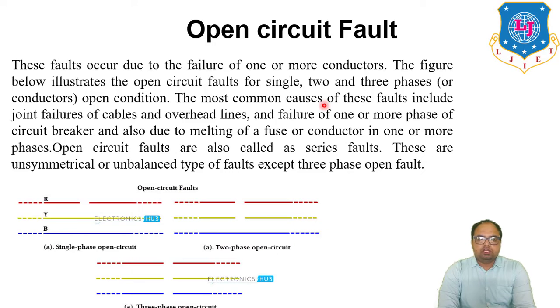So, open circuit fault. This fault occurs due to failure of one or more conductors. The figure you can see below illustrates the open circuit faults for single, two and three phase conductors in open condition. The most common causes of these faults include joint failures of the cables and overhead lines, failure of one or more phases of the circuit breaker, and also melting of a fuse or conductor in one or more phases. Open circuit faults are also called series faults. These are unsymmetrical or unbalanced types of fault, except the three-phase open fault.